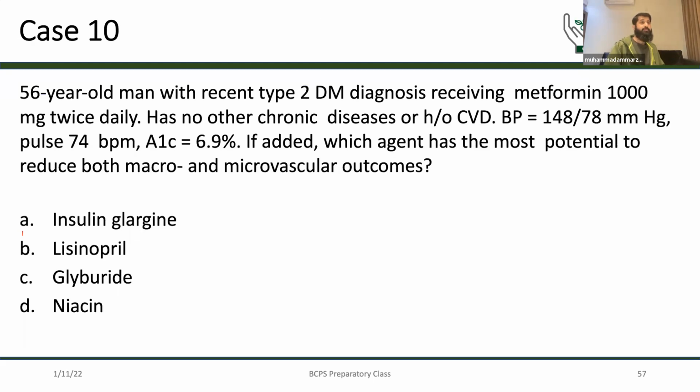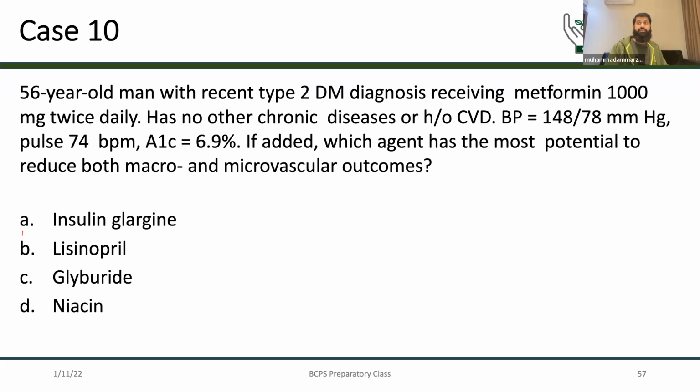So this is another case, a 56-year-old man with recent type 2 diabetes, receiving metformin twice daily, has no other chronic disease or history of cardiovascular disease, BP 148/78, pulse 74 beats per minute, A1C 6.9. If added, which agent has the most potential to reduce both macro and microvascular outcomes?